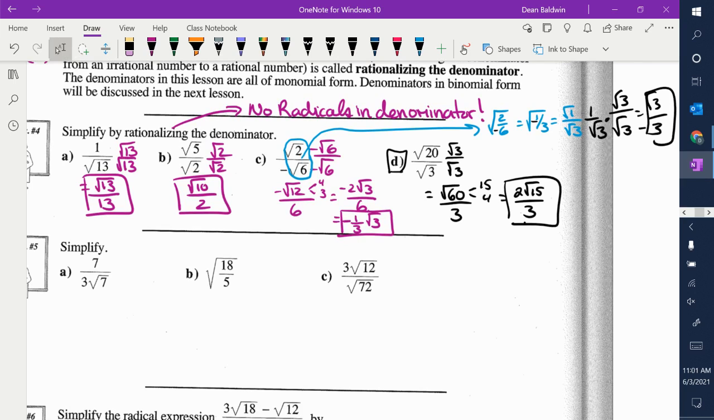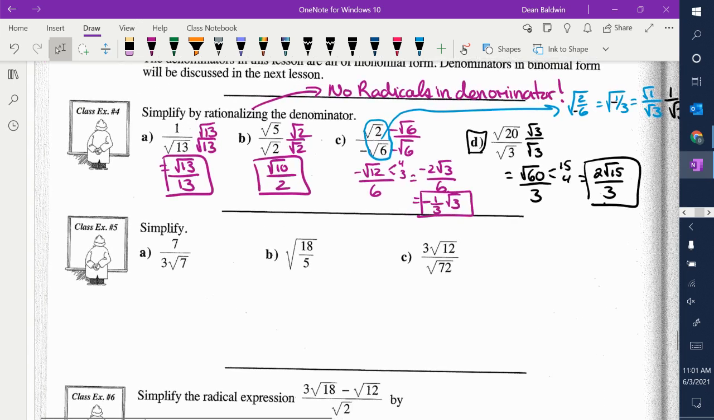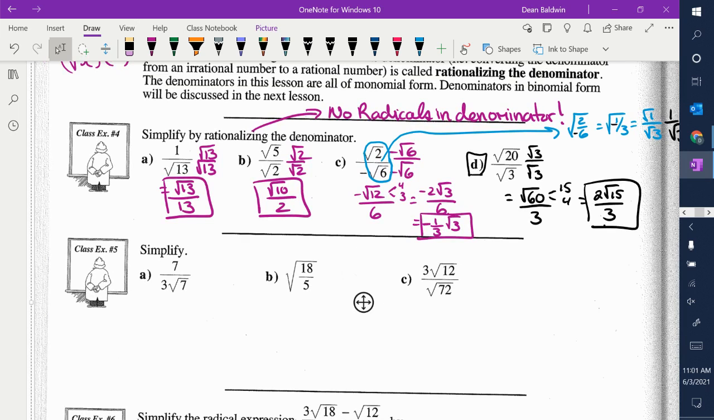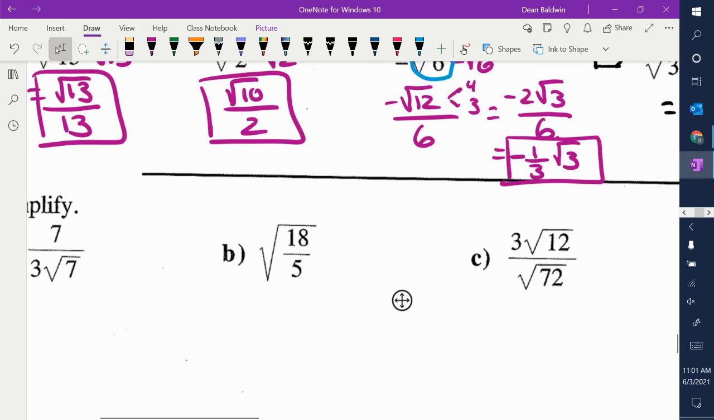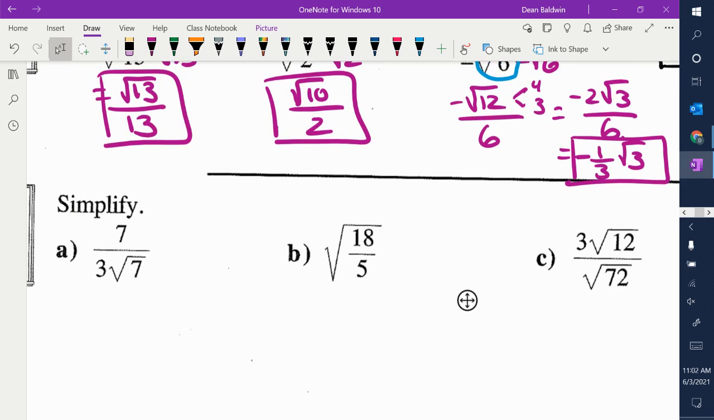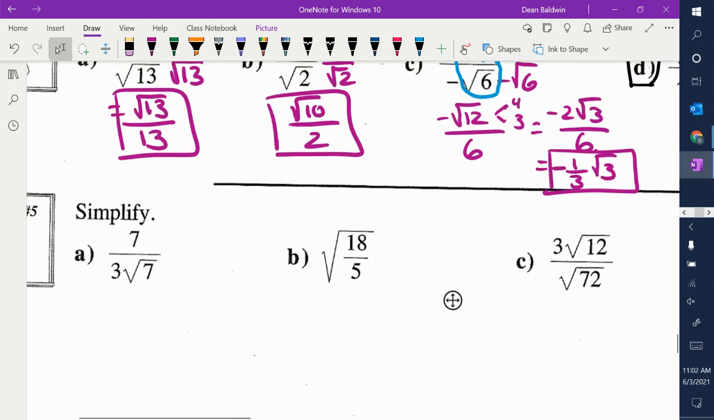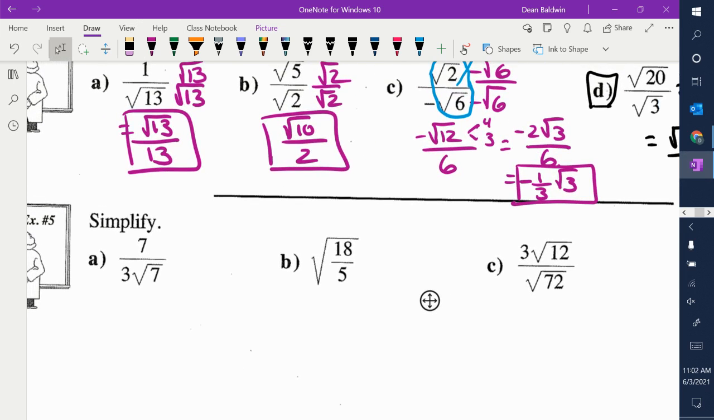Okay, last 3 questions for today. These 3, and I'll give you some practice, but I'm not going to do any more new stuff.